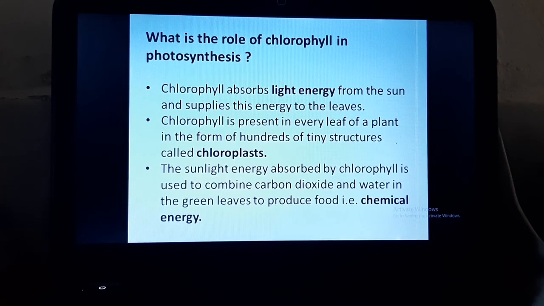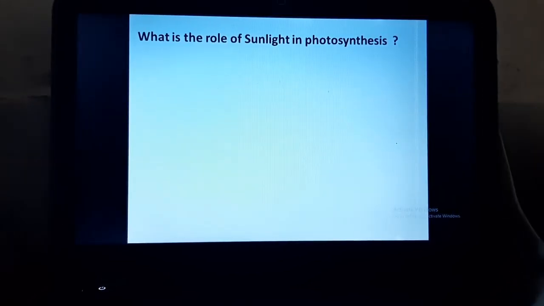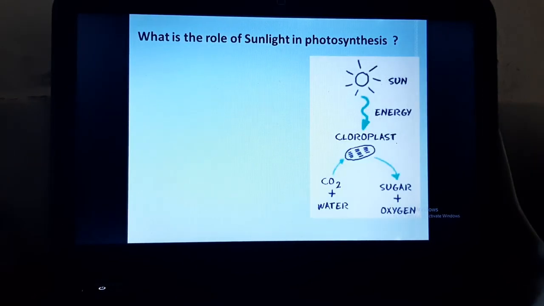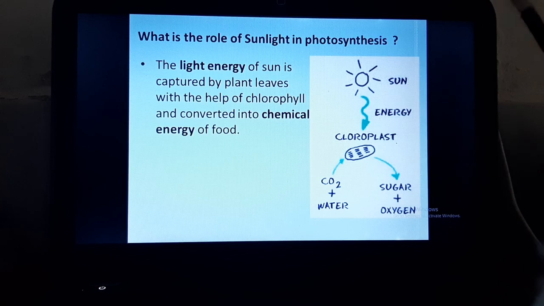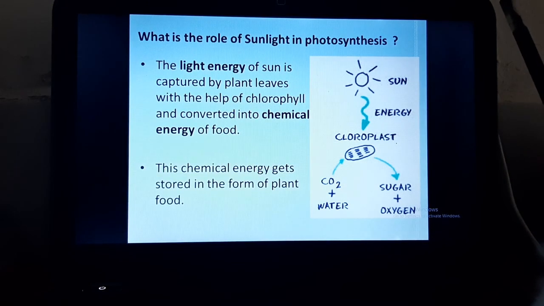Okay. Now we will study what is the role of sunlight in photosynthesis. So we know that the energy which is coming from the sun is absorbed by the chlorophylls which are present in chloroplast, and this chlorophyll is using this energy to combine carbon dioxide and water to give sugar and oxygen. So the light energy of the sun is captured by plant leaves with the help of chlorophyll, and this light energy is converted to chemical energy and is stored in the form of food. This chemical energy gets stored in the form of plant food.